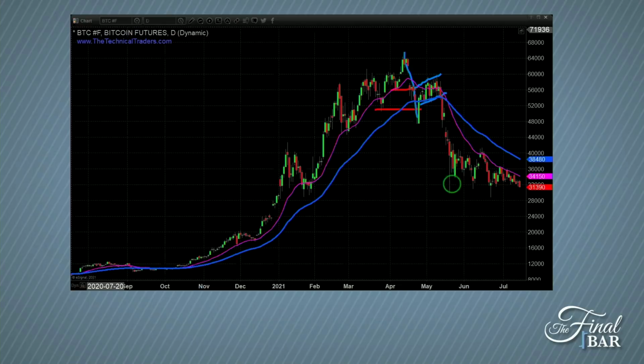Now, when you look back at Bitcoin since 2010, it's actually had 6 of these massive bubbles. And each time on average, it's corrected about 74%. So we still have some more downside to go just to have an average Bitcoin correction. So there is more downside. I think we could potentially see 22,000 or 23,000 on Bitcoin.